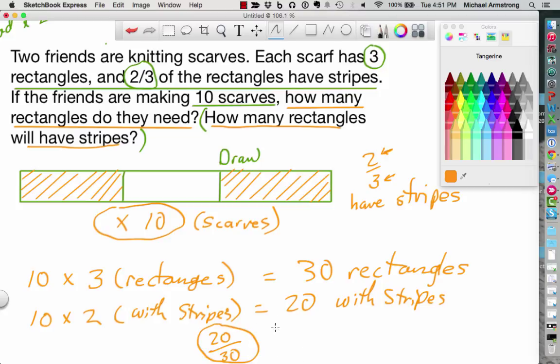All right, so when the question asks how do you make the answer, well, there's 2 questions. How many rectangles do they need? Well, they need 30 rectangles. But how many of the rectangles will have stripes? Well, 20 will have stripes, and it kind of looks like a fraction of 20/30. Or you could say, let's change colors just so that we can be less confusing. 30 rectangles, 20 of them will have stripes.